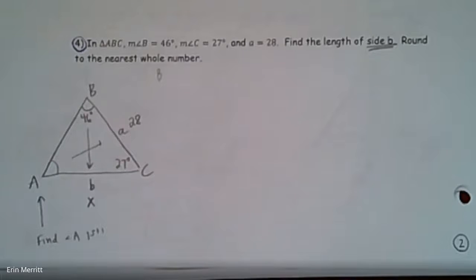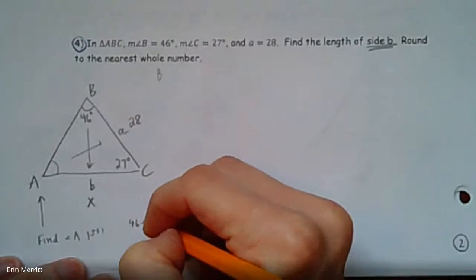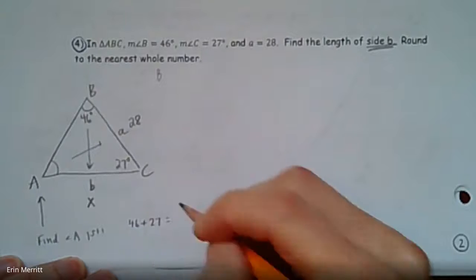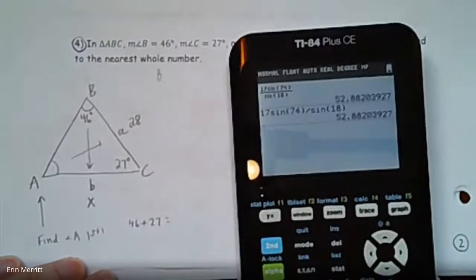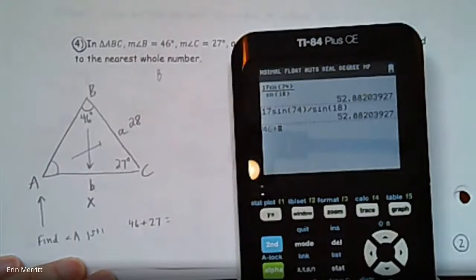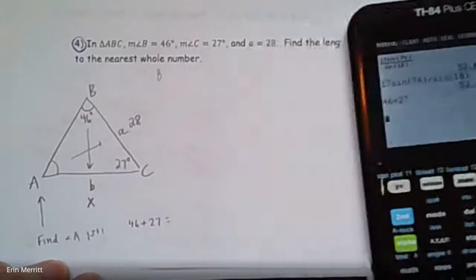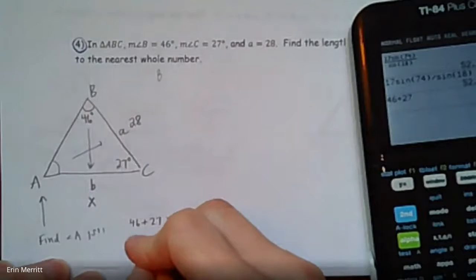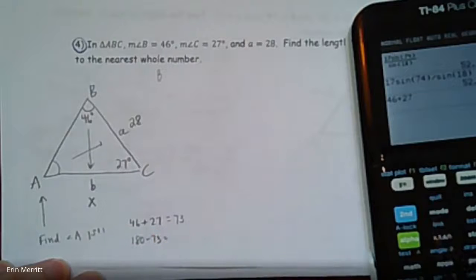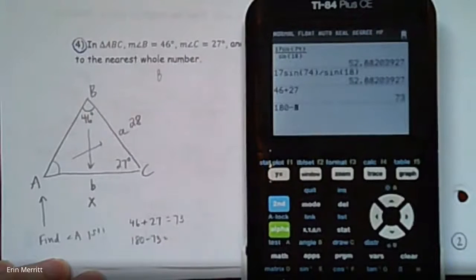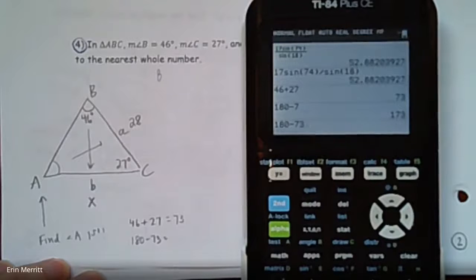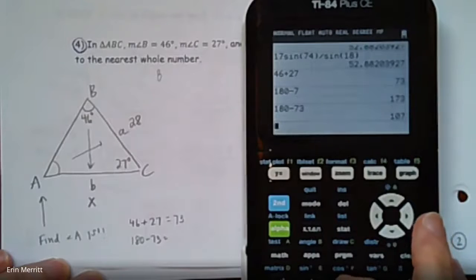So just do a little work off to the side. If I go 46 and 27, you're either mental mathing it or you own a calculator. So that gave me 73. And then if I go 180 minus 73, there we go. That'll leave us with 107.